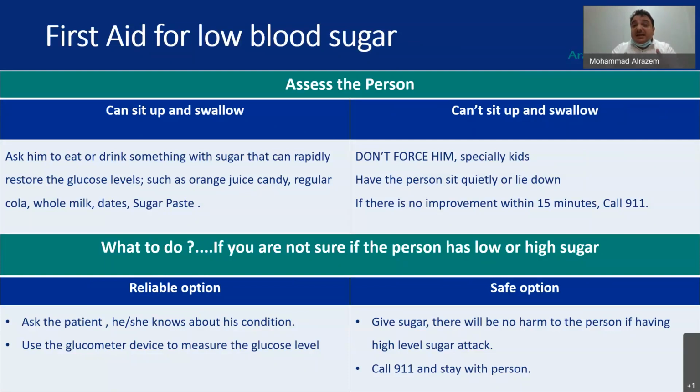But in case he is confused, he cannot give you any correct answer, and you don't have the glucometer device, what will you do? Give the sugar. Give him the sugar. The bottle of sugar will increase the blood level, for example, by 30.